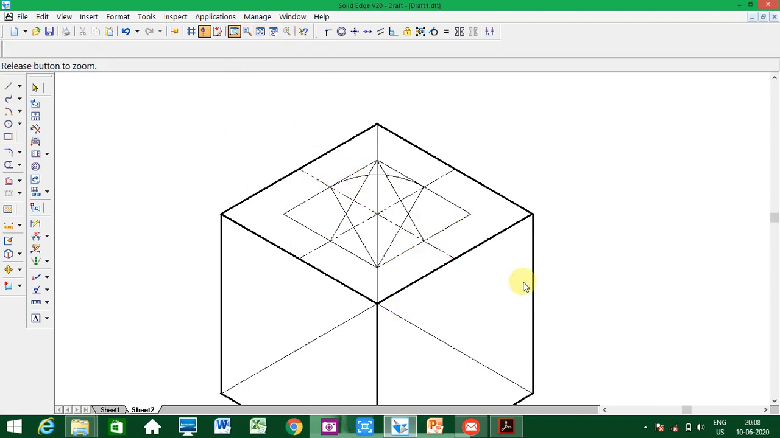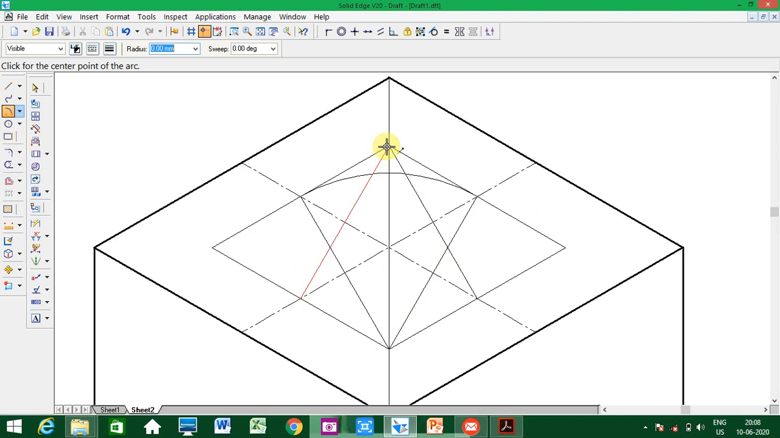Okay, from this point, keep the compass pointer on this corner, the opposite angle corner, and take this as a radius. You draw the arc. Then the intersection of these two lines: take the intersection point as the center of the arc, and this end or this end as the radius, any radius you take, and draw the arc. Then take this point as the center and this as the radius.